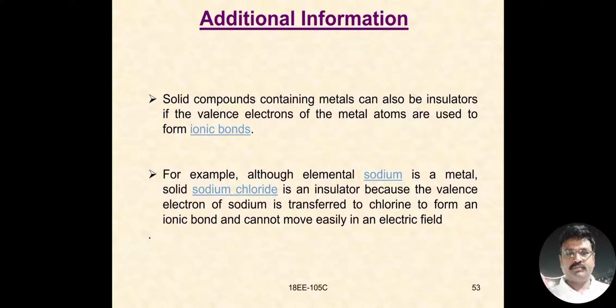Solid compounds containing metals can also be insulators if the valence electrons of the metal atoms are used to form ionic bonds. For example, although elemental sodium is a metal, solid sodium chloride is an insulator because the valence electron of sodium is transferred to chlorine to form an ionic bond and cannot move easily in an electric field. So, solid compounds containing metals can also be insulators.